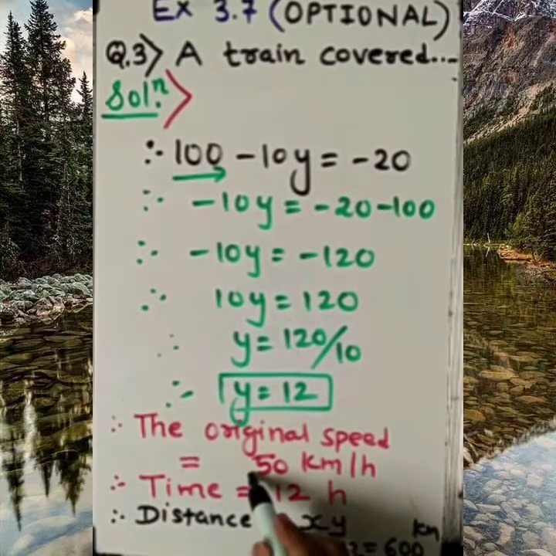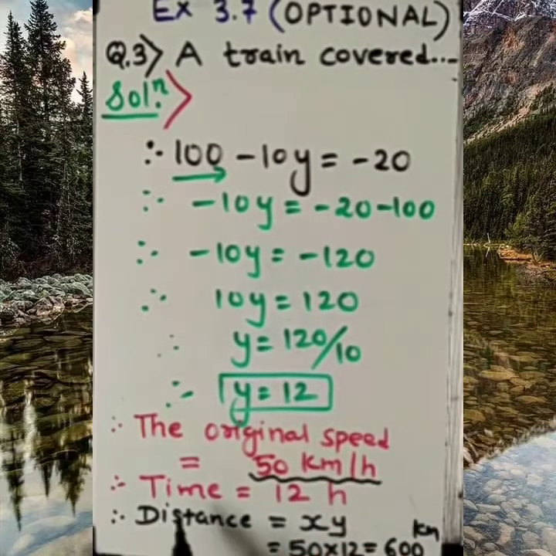Clear to you? This is the value of x which we have found. Time taken to complete this journey is 12 hours. Okay, so we need to find the distance. This is our original question. So don't forget to do this step.